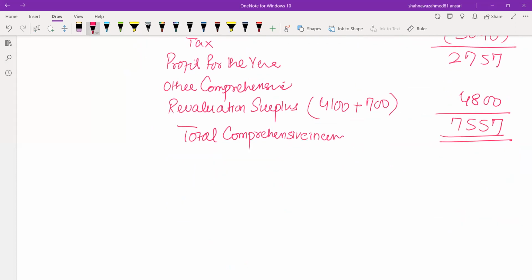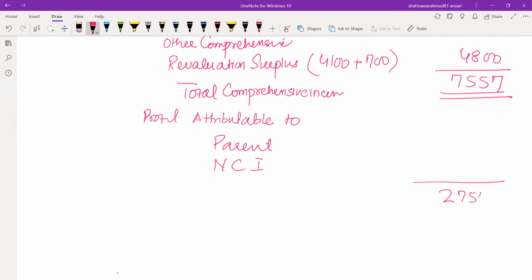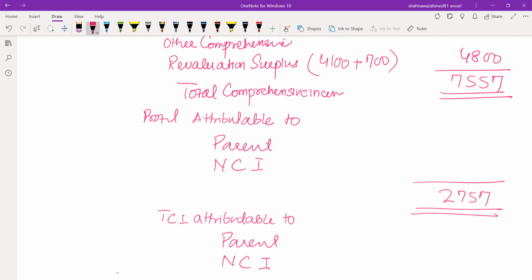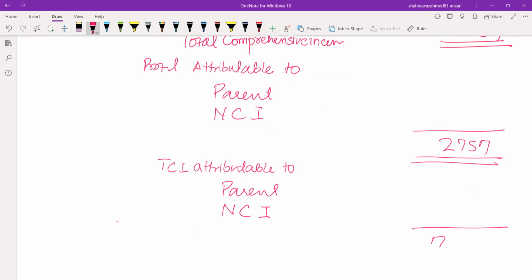Now, profit attributable to NCI and parent, and then TCI attributable to parent and NCI. So it's 7,557.